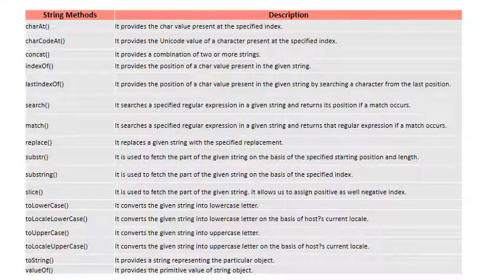Here are some string methods which are commonly used in code. First is charAt. It provides the character value present at the specified index. charCodeAt. It provides the Unicode value of a character present at the specified index. Concat. It provides a combination of two or more strings. indexOf. It provides the position of a character value present in the given string.